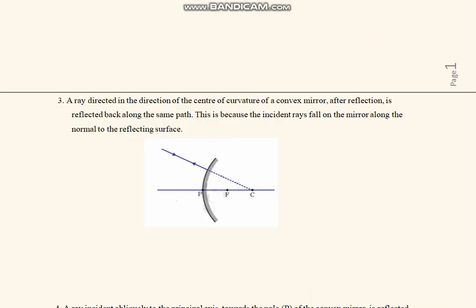The third rule is that a ray which is directed in the direction of center of curvature gets reflected back along the same path in case of a convex mirror. That is, it retraces its path. And why does this happen? This happens because in this case, the incident ray is falling normally on the mirror. That is, in this case, angle I is equal to 0 and angle R is also equal to 0.